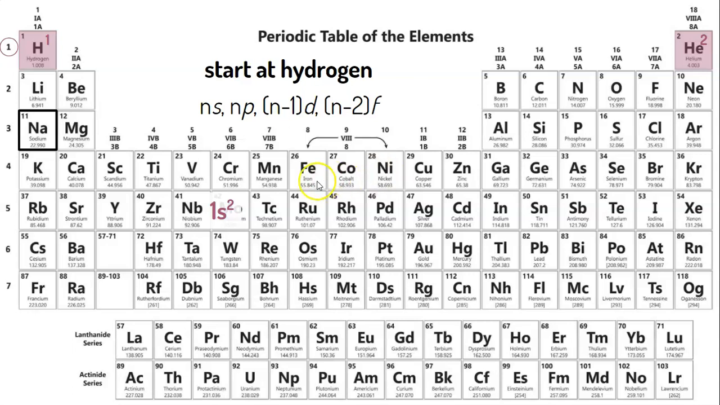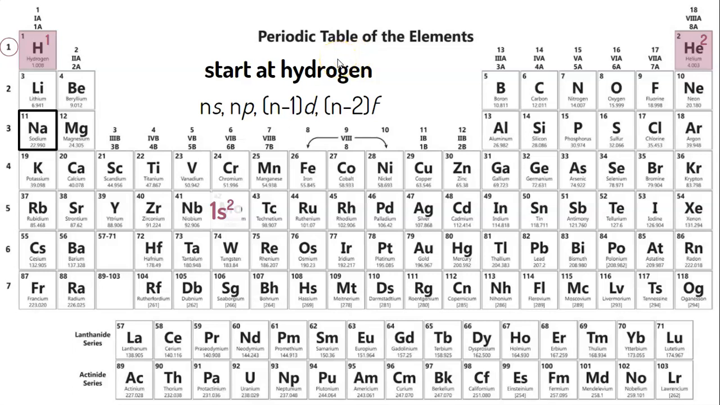Now this is where the notation comes in. Remember our principal quantum number, represented by N, tells us the row the element's in. Whenever we get to S block, it's just going to be the row number. So we have 1s2: first row, S block, 2 elements.